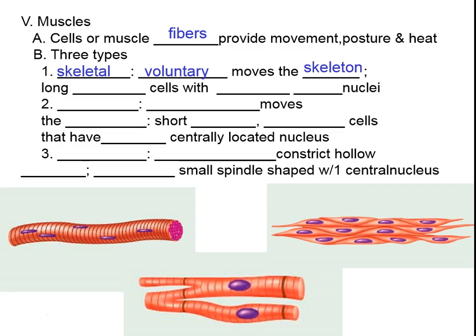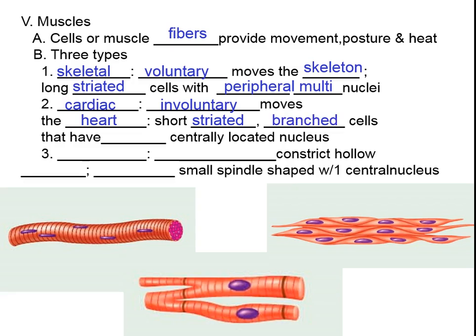Skeletal muscle is voluntary muscle. That means that you control it. It provides movement for the skeleton and the skin. That's what gives you facial expressions. They're long striated cells with many peripheral nuclei. If we compare skeletal muscle to cardiac muscle, cardiac is also striated, but it has a central nucleus. It's involuntary. It's going to cause the heart to pump or contract. And the cells branch, and they only have one central nucleus.